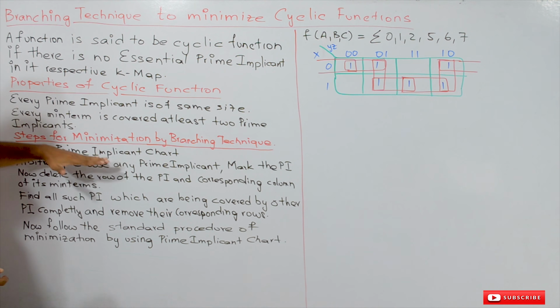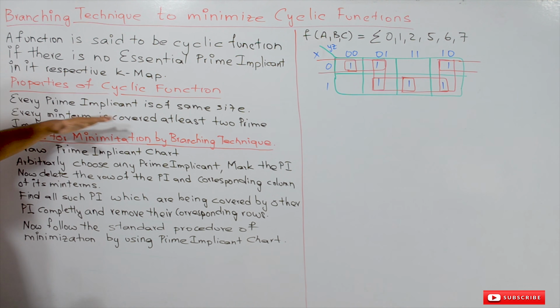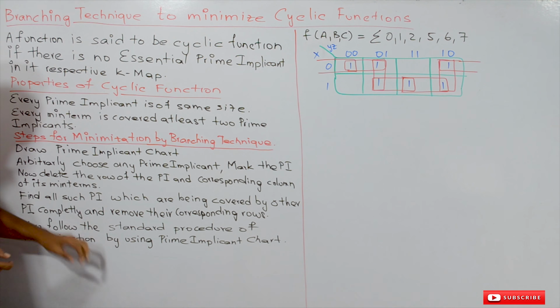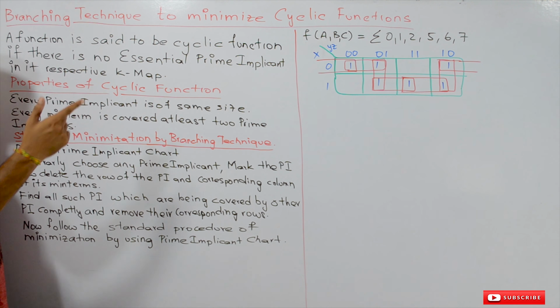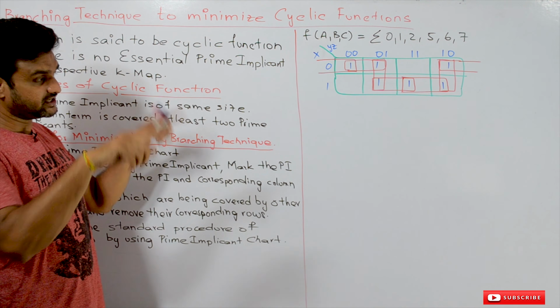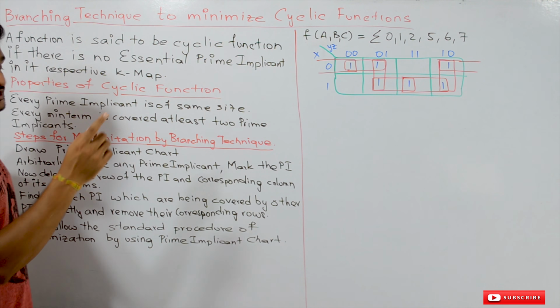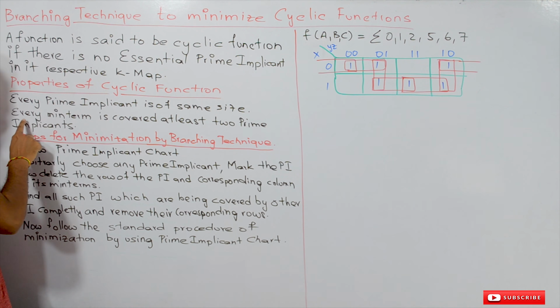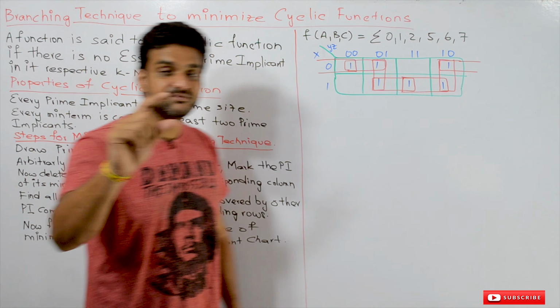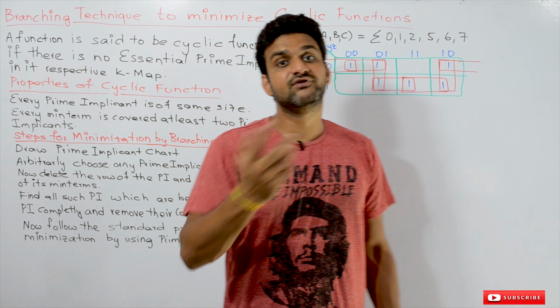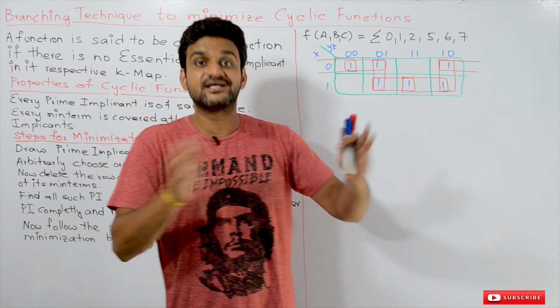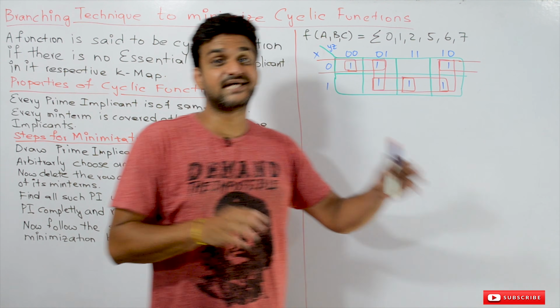The steps involved in the minimization of cyclic functions by using the branching technique are these, and these are the properties of cyclic functions. What are the properties of a cyclic function? Every prime implicant is of the same size. So every prime implicant in the given K-map should be of the same size. The other property is that every minterm is covered by at least two prime implicants. If all the minterms are covered in such a way, then there will be no essential prime implicant. If that is the case, such kinds of functions are called cyclic functions.